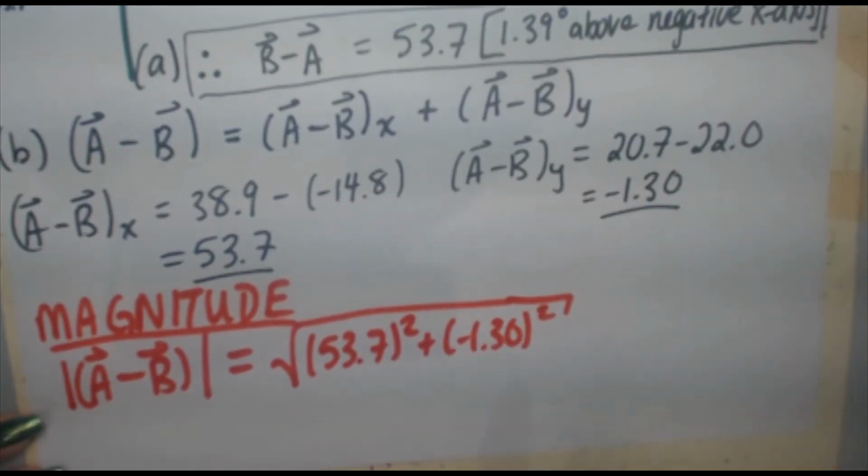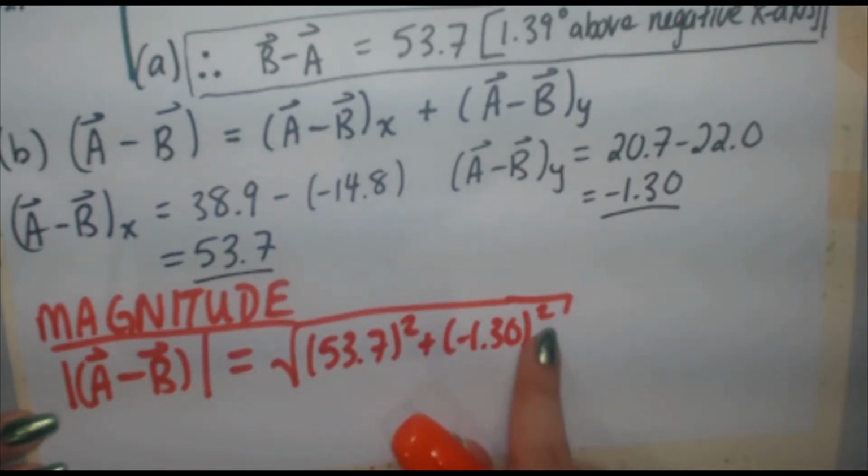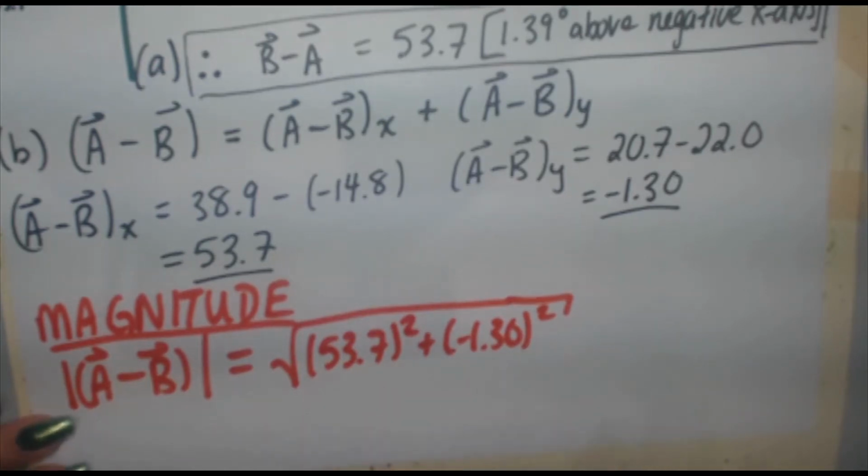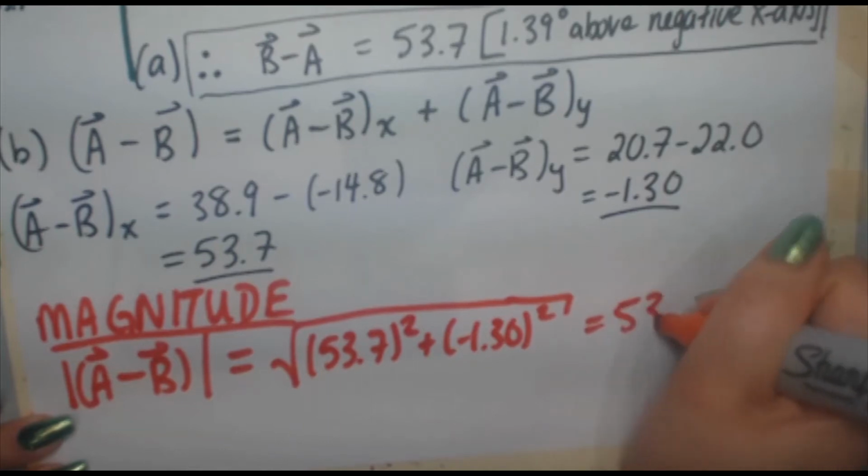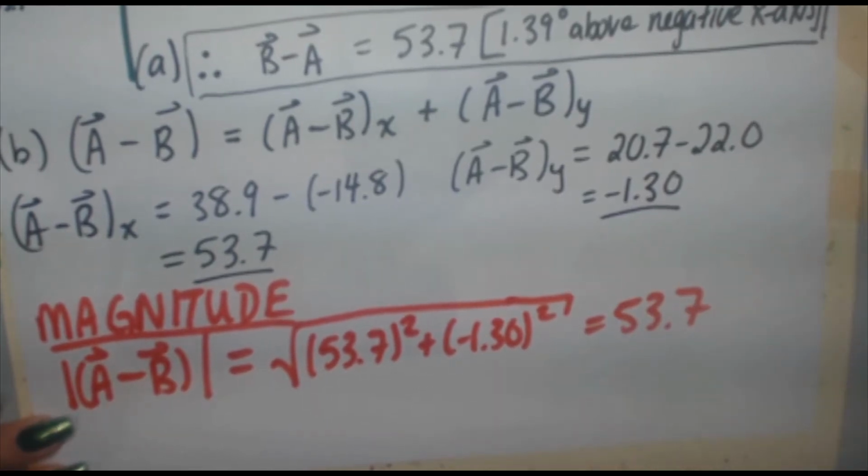And you'll notice it really doesn't matter what the sign is, right? It doesn't matter if this is negative or this is negative or both are negative, because you're squaring it. So the answer will come out to be positive in the end, regardless. And when you do this, you're going to get the same number. So the magnitude's the same, 53.7. And now let's take a look at the direction.